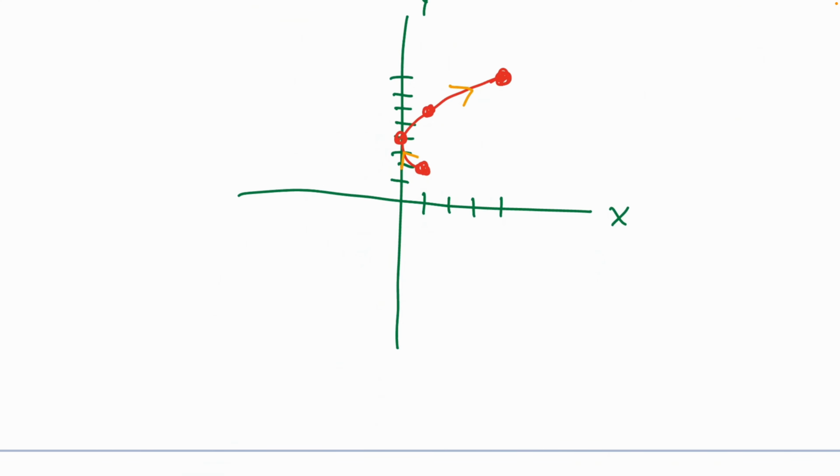Now this is important. This means a few things. First thing, notice this isn't a function because we have some places here where we fail the vertical line test. This x input of 1 gave us 2 y outputs, 2 and 6. So parametric equations are really useful for graphing things that are not functions.